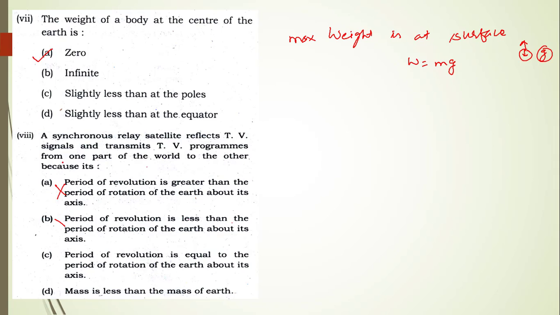Here it is clearly written that from one part to other part of the world, because we are transmitting the TV signals. So this is again wrong. Moving towards the third part, that is, period of the revolution is equal to the period of rotation of the earth about its axis. Yes, this is the right option. Mass is less than the mass of the earth. This is not okay. So for the eighth question of the first part, C is the right option. Now moving towards the next question.